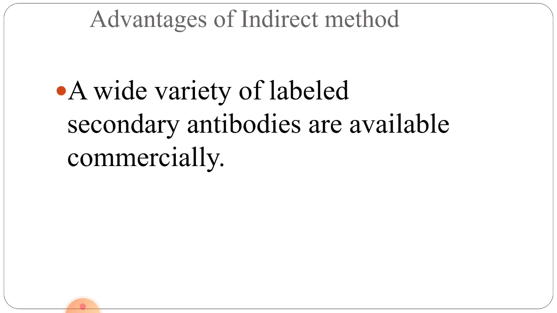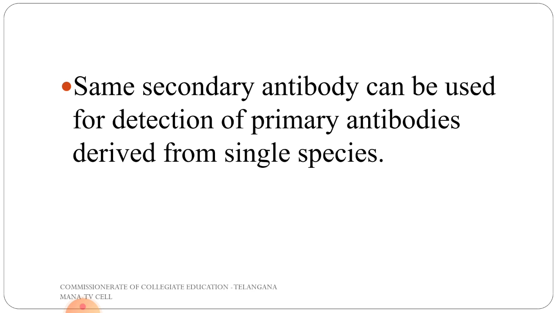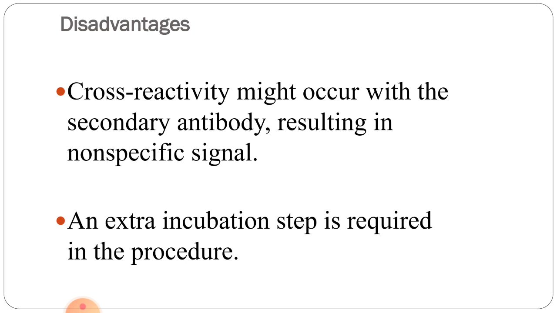Advantages of the indirect method. A wide variety of labeled secondary antibodies are available commercially. The same secondary antibody can be used for detection of primary antibodies derived from a single species. Disadvantages. Cross reactivity might occur with the secondary antibody, resulting in non-specific signal. An extra incubation step is required in the procedure.